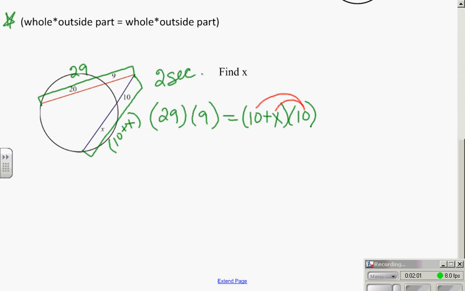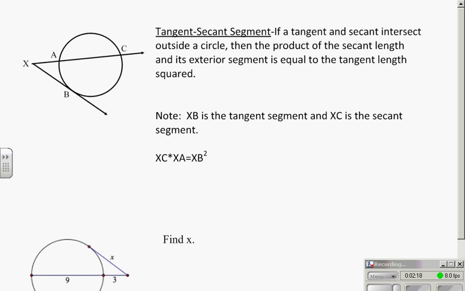And so I have 261 is equal to 100 plus 10x. Subtract 100 from both sides. Divide by 10. And that's your answer.